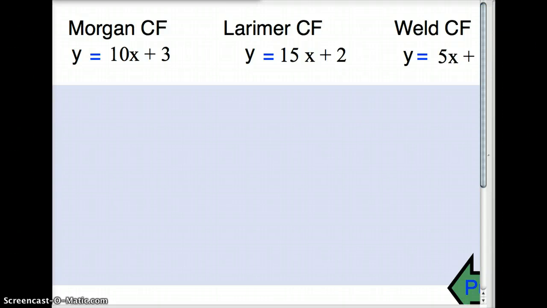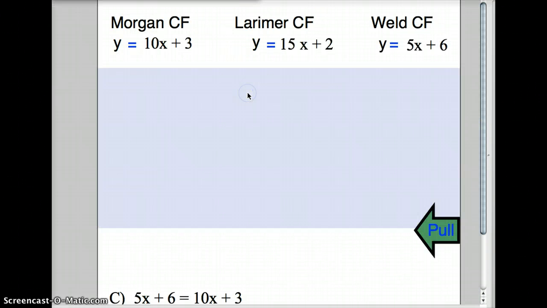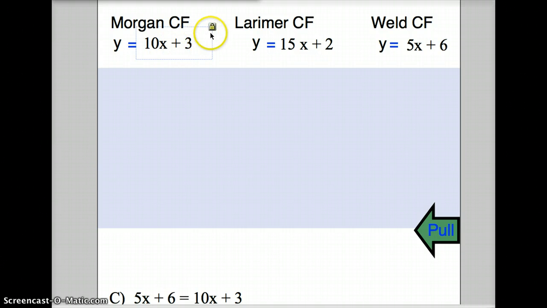And if you remember correctly, and I'm going to zoom this out just a little bit here, the equation for the Morgan County Fair was y equals 10x plus 3. So that is just wrong. That is not that. Hold on here. Let's change these up right now. Whoever set this up did not do this correctly. I know I set it up myself. They were $3 per ride, and they had a starting cost of $10.